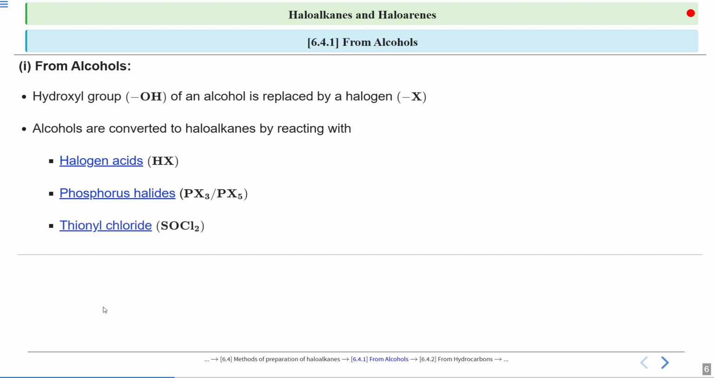And lastly, you can also react the alcohol with thionyl chloride, that is SOCl2, to get the desired haloalkanes. So these are the three different reagents with which you can react the alcohol to convert it into haloalkanes, right? Okay, so let's see them one by one.